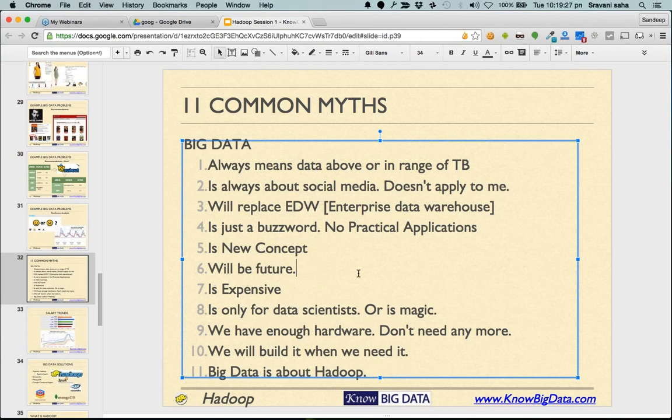Will it be the future? No, it is the present. Is it expensive? No. Most of the big data solutions are built to avoid very high-end custom solutions, which are very costly. If you think about the cost of a supercomputer, or the high-end blade servers, if you find out the prices of these kinds of devices, they are really high.